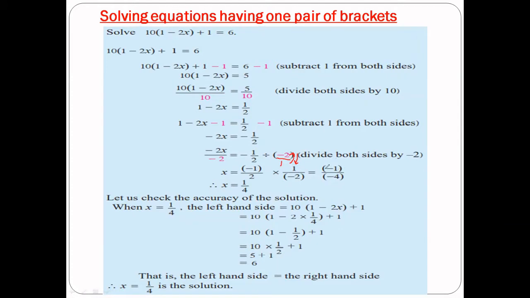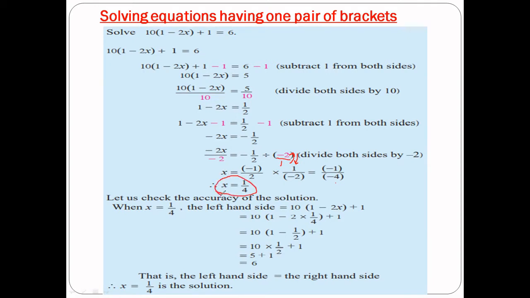When you divide two integers, if the signs are the same, the answer is positive. If both are positive, the answer is positive. If both are negative, the answer is also positive. Same sign, positive answer. So the answer is plus 1 over 4. So what is the answer? x equals 1 over 4.